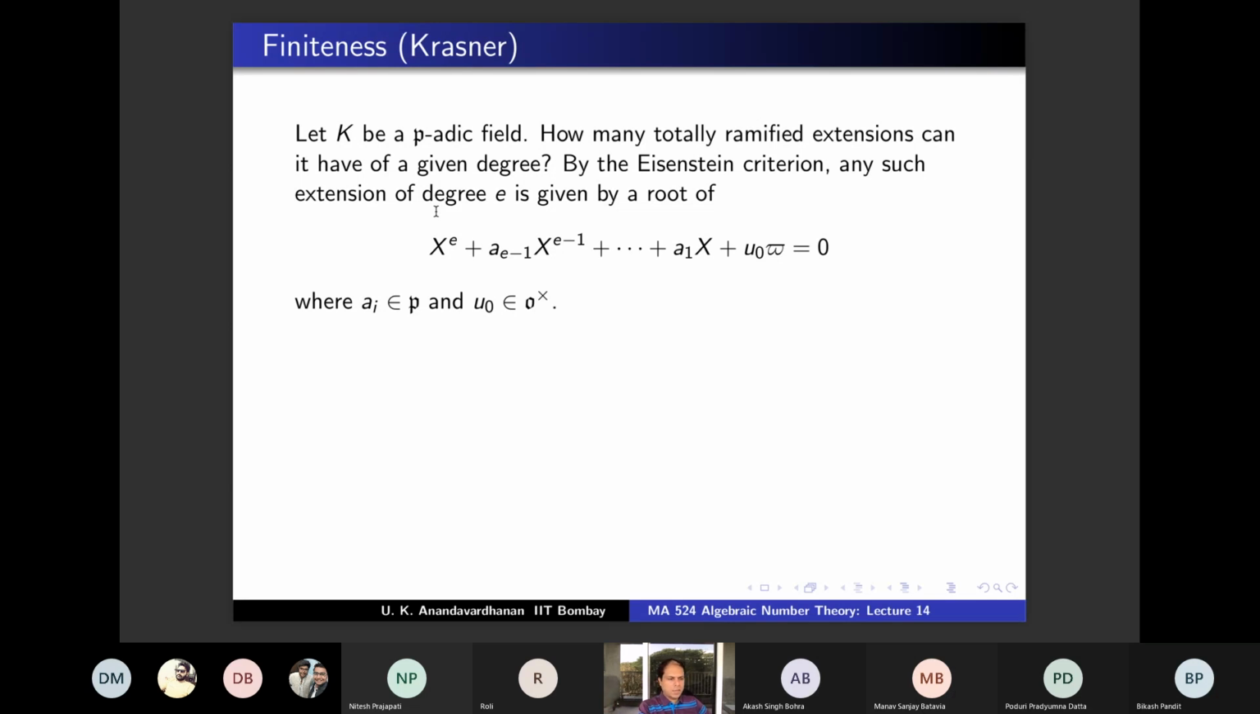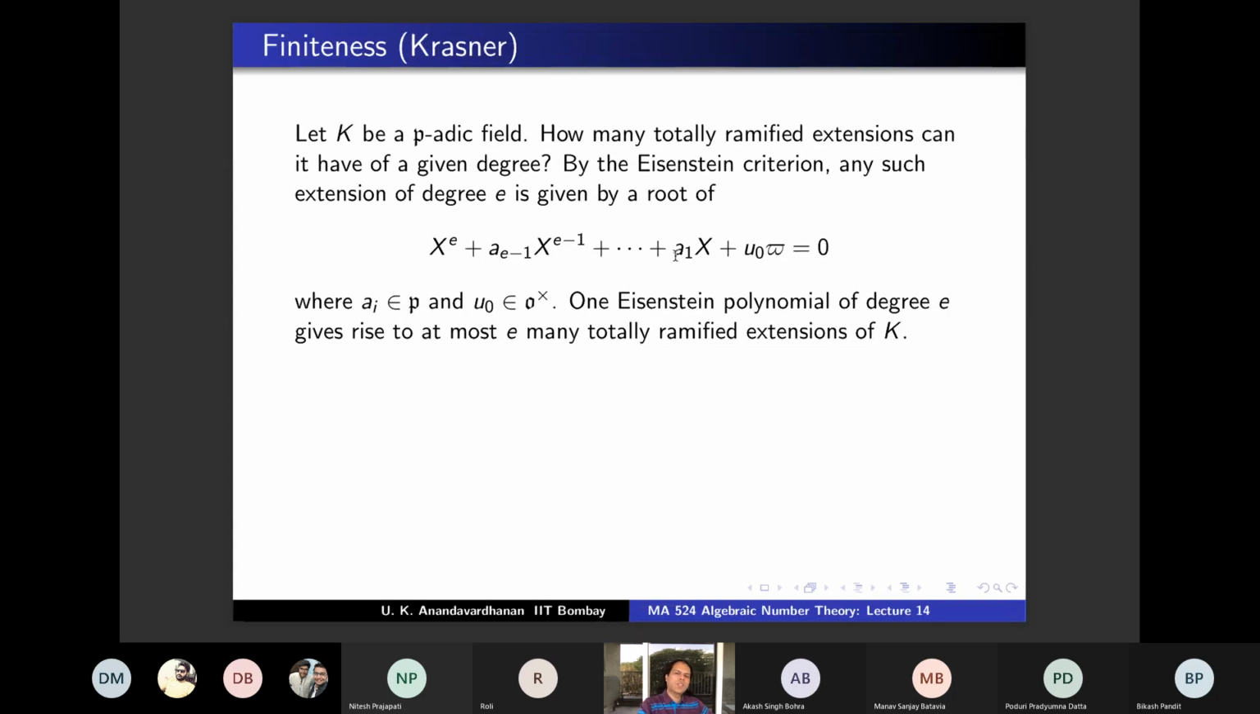So what you can say is the number of totally ramified extensions of degree e: this polynomial will give rise to totally ramified extensions less than or equal to e. So one Eisenstein polynomial of degree e gives rise to at most e many totally ramified extensions of K. This is something that we have already done.